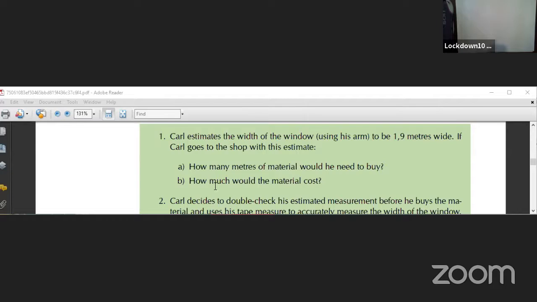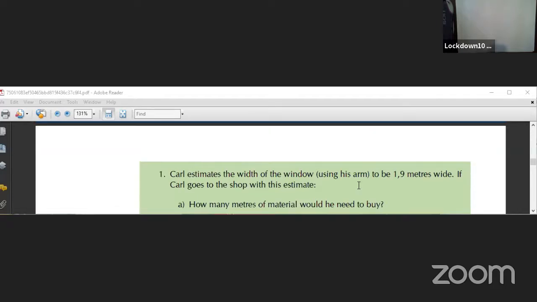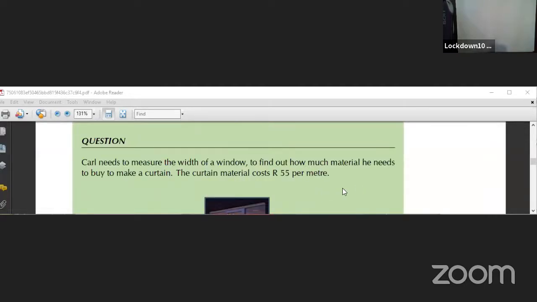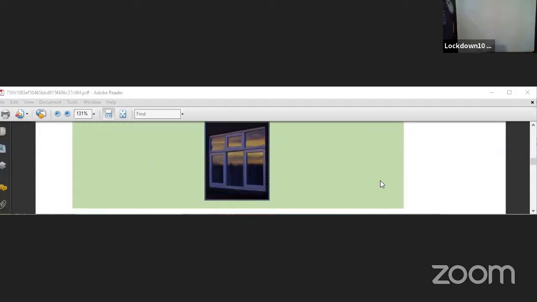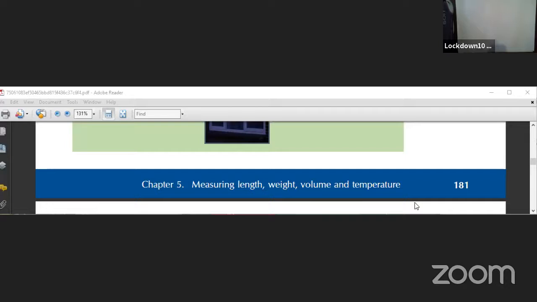Okay. So it goes on to say, how much would the material cost? We are told here that each meter we're buying for 55 rand. Let's show the working. So it says here 55 rand is equal to 1 meter. So we are given now here to buy 2 meters. If he is going to buy 2 meters.